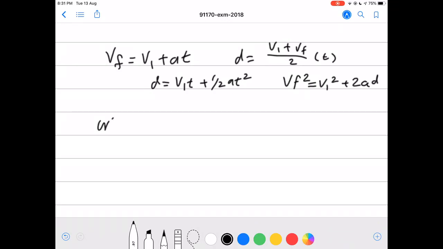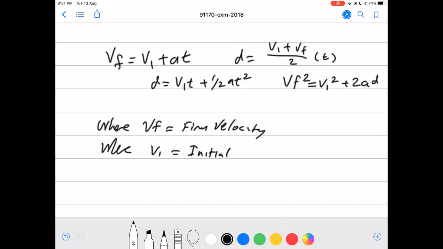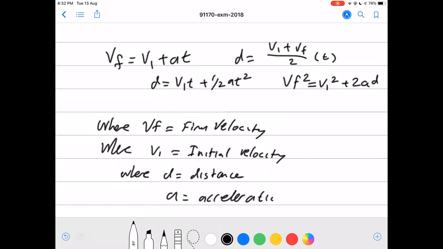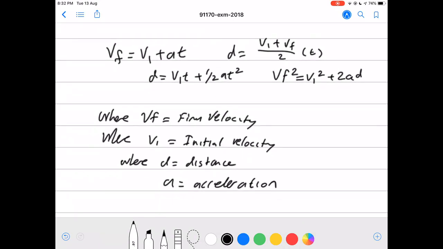Alright, so Vf is final velocity, Vi is initial velocity, d is distance, a is acceleration, and finally t is time.